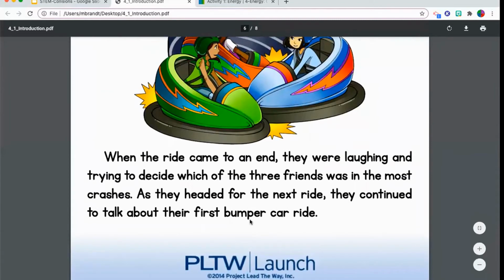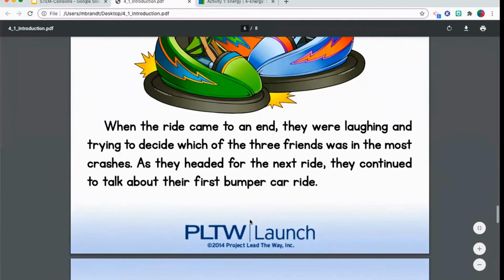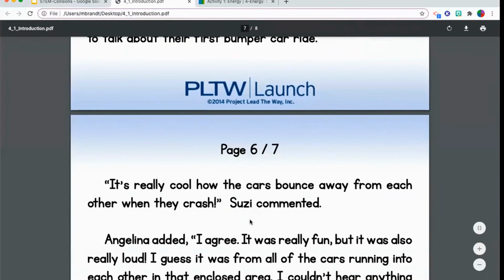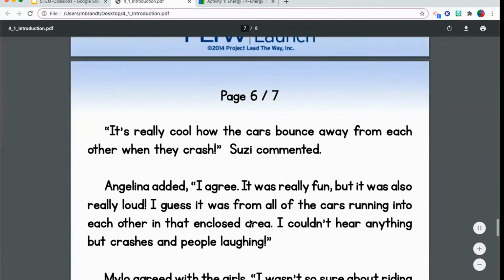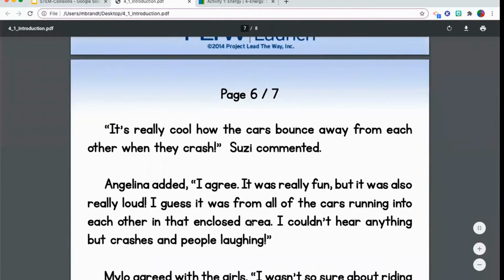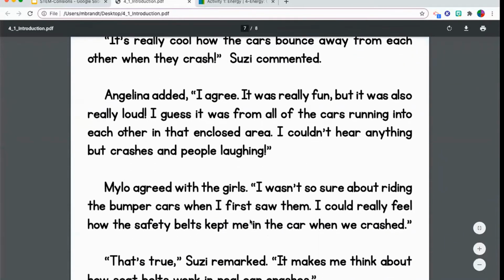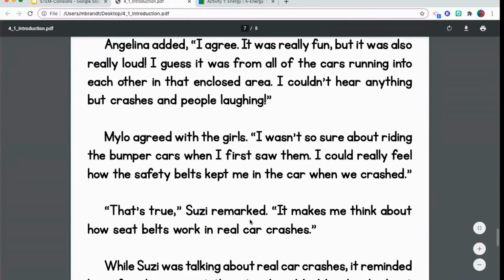When the ride came to an end, they were laughing and trying to decide which of the three friends was in the most crashes. As they headed for the next ride, they continued to talk about their first bumper car ride. "It's really cool how the cars bounce away from each other when they crash," Susie commented. Angelina added, "I agree. It was really fun, but it was also really loud. I guess it's from all the cars running into each other in that enclosed area. I couldn't hear anything but crashes and people laughing."